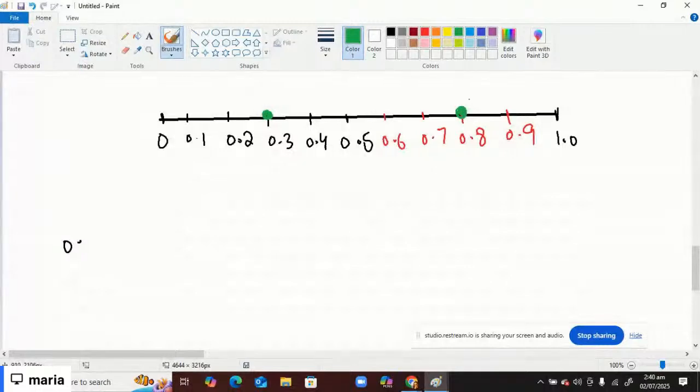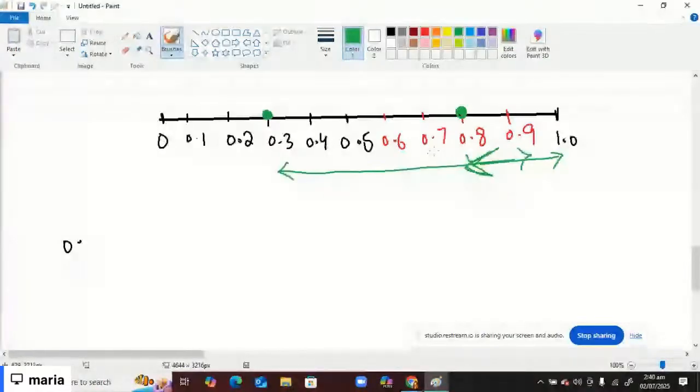Now tell me which one is closer to 1. This point is closer because look at here, this is the closest distance. When you're checking these two distances, that is the bigger, right? So this is the way that we solve it. We just check first of all which one is greater and which one is lesser.